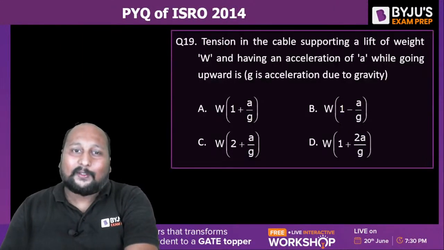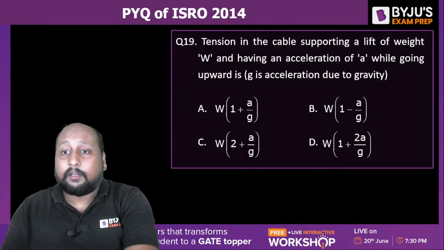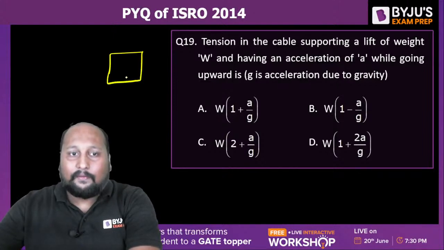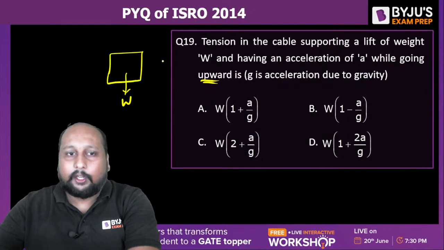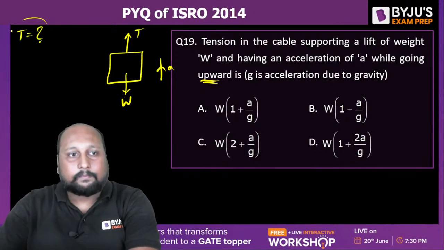Okay, chalo, next question. The tension in the cable supporting a lift of weight W. So we are having a lift, right? And it is having a weight W, and we are having an acceleration where going upward. It is moving upward. So what is the formulation of the tension T? Simple question. What is the value of T?